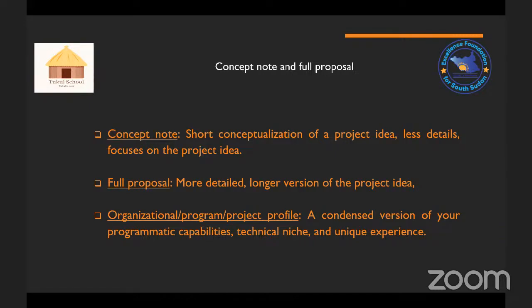Again, one thing I would like to mention is your organizational profile, your program or project profile. This is an important document. You can have a condensed version of your programmatic capabilities, to show where you are technically strong as an organization or as a department. What is your unique experience? Your profile sometimes helps someone to look at it and say, oh, okay, is this someone we can work with? Do they even have experience in this? So I would say it's also important to have your project profile, or maybe program profile.